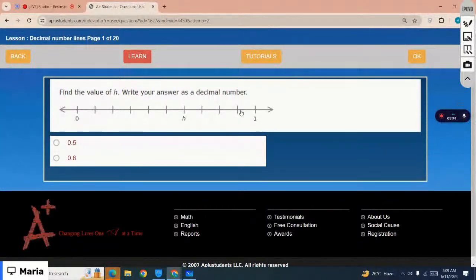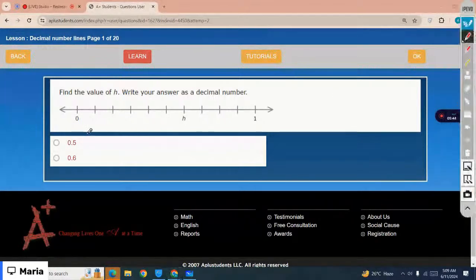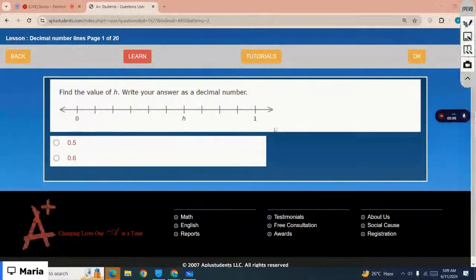What is the value of h? Write your answer as a decimal. So you need to find the value of h. Let's just count. h is at which interval? 1, 2, 3, 4, 5, 6. That means h is at 0.6. The correct option is 0.6. Got it?